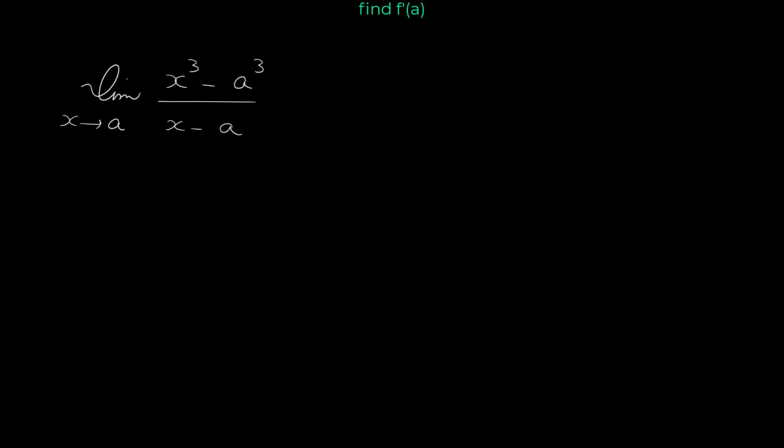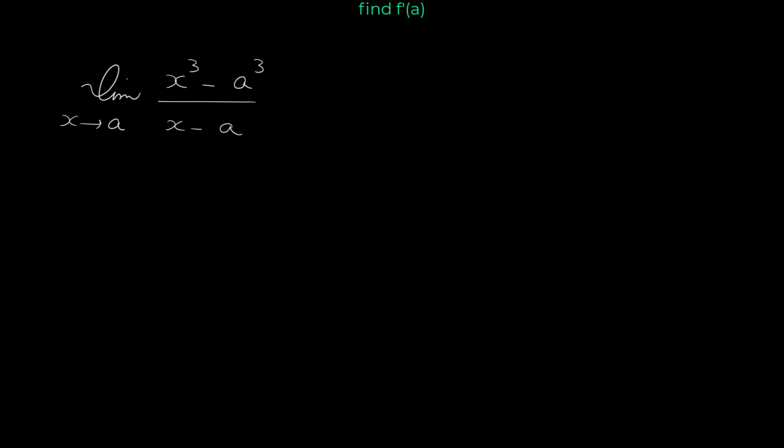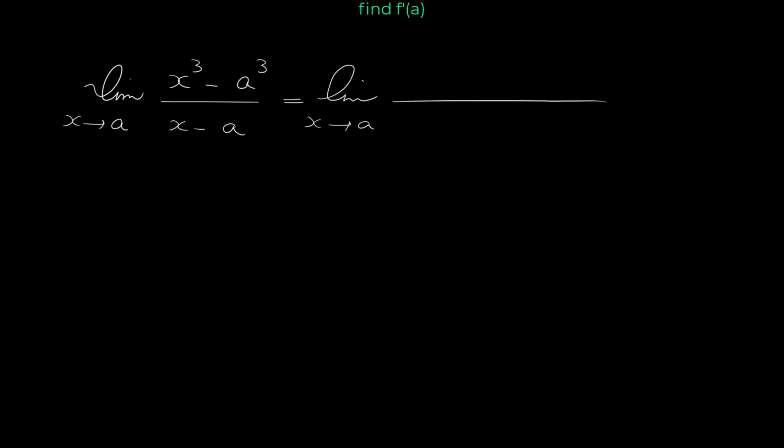If here we plug in a for x, the numerator would be a to the power of 3 minus a to the 3, it's 0, and the denominator is also 0. But attention, when you substitute a for x in the numerator and the numerator equals 0, from this we can conclude something very important. But what is that thing? Let me repeat this again.